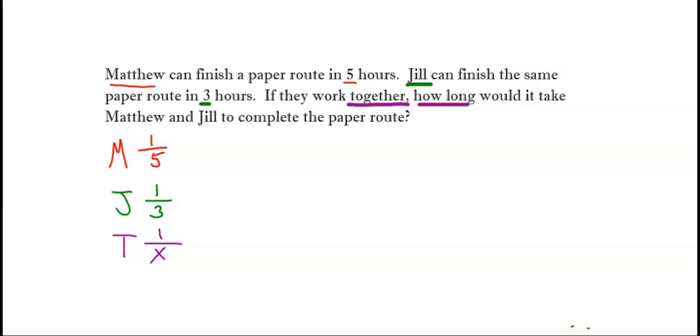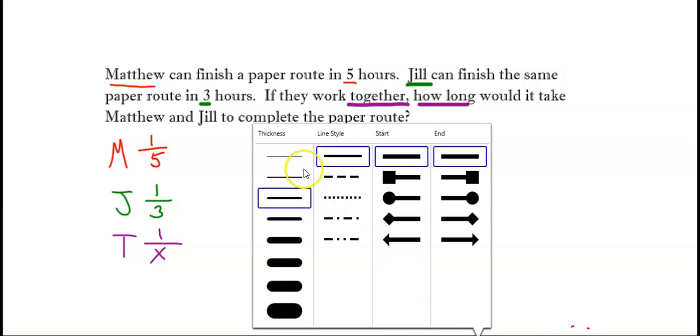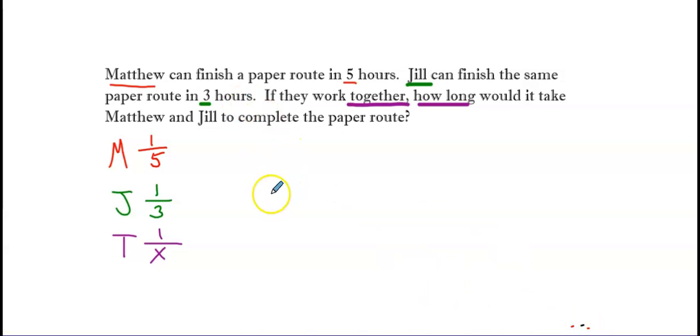So then we set this up. I'll just change to a black pen here. We set this up as Matthew plus Jill equals the together. That makes sense. That means 1/5 plus 1/3 equals the time that it takes them together. So yesterday what we did was we looked at the 5, 3, and the x, and we came up with an LCD, or a lowest common denominator, least common multiple, whatever you want to call it, for all three numbers.